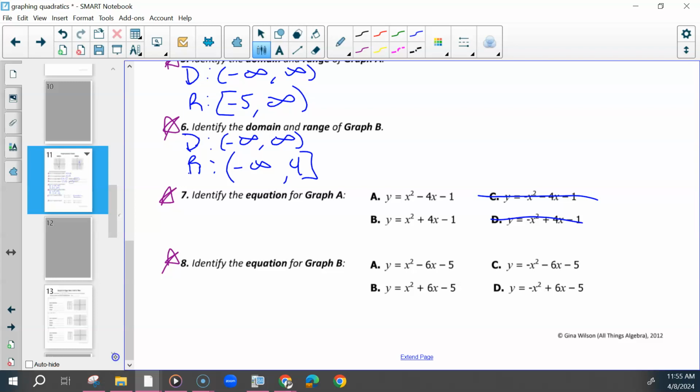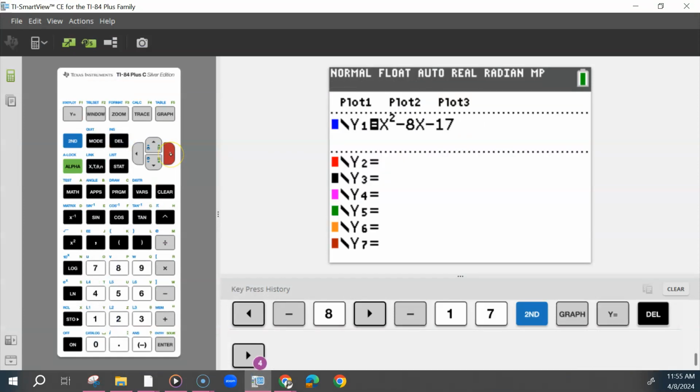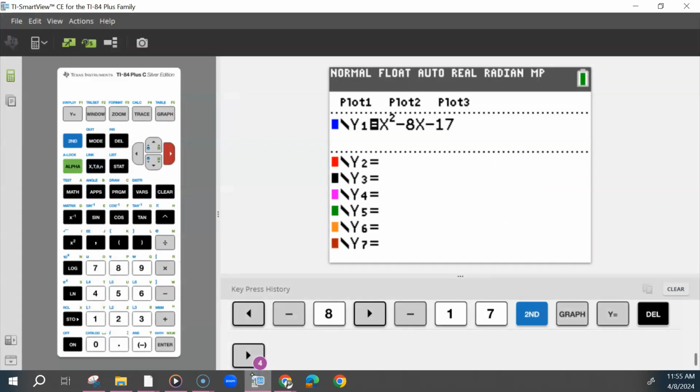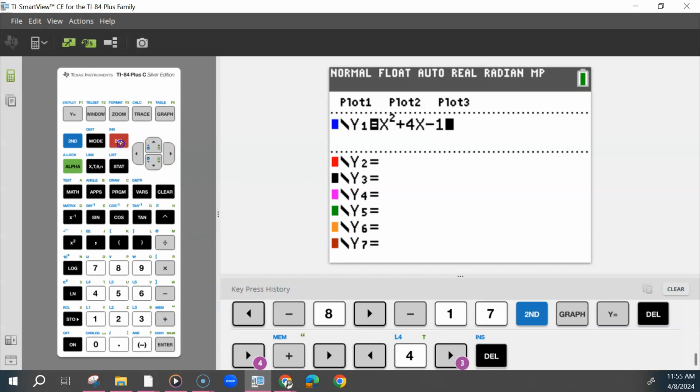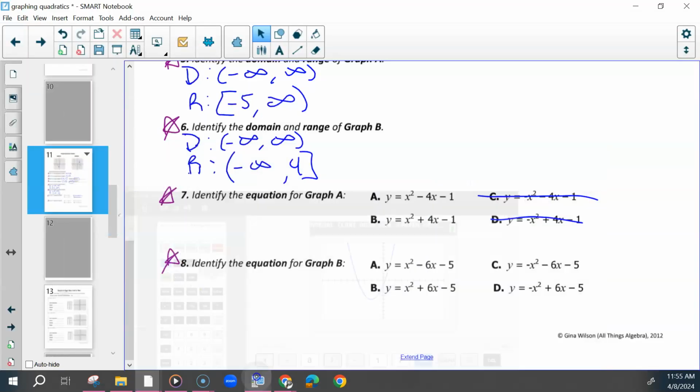Okay, so let's put B into the calculator. What was it? Positive 4x minus 1. And then I'm going to graph it. Does that look like graph A? Yes. The other one, if you put it in, it would be on this side, so that's how you would know it's not.